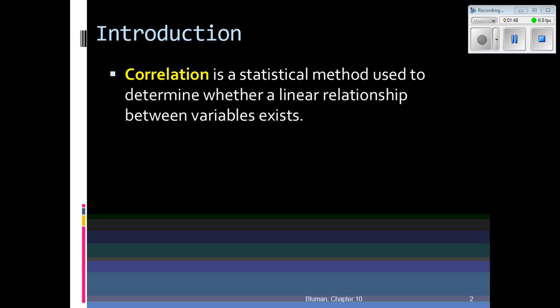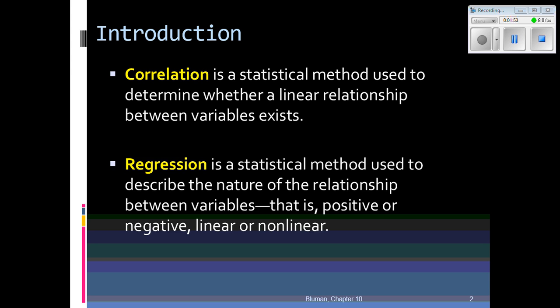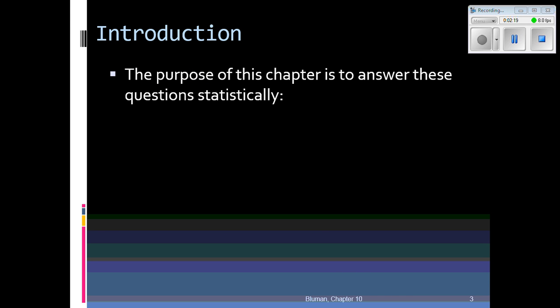What we're looking for is if it's linear, so a straight line. Always keep that in mind. Regression is a statistical method used to describe the nature of the relationship. So it describes what that relationship or what that line looks like. Is it positive? Is it negative? We're only dealing with linear in this chapter, but it could be nonlinear, like a bell-shaped curve. So regression just describes what that looks like.